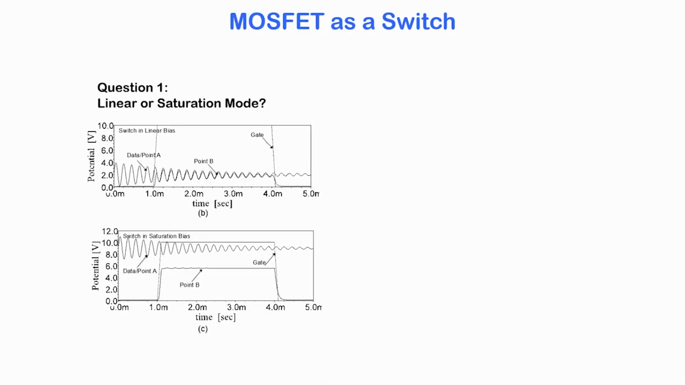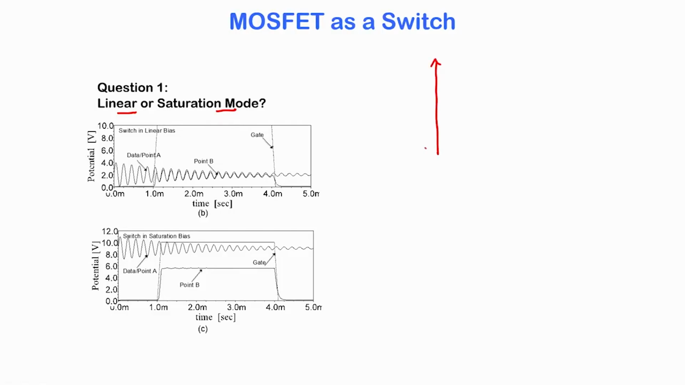So, the first question, okay, if I were to use the MOSFET as a switch, and I want low small signal resistance across the switch, do I bias the MOSFET in linear mode of operation or saturation mode of operation? That is the first question. So, just to recollect, what is the linear and what is the saturation mode of operation?